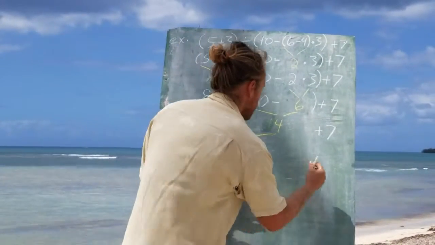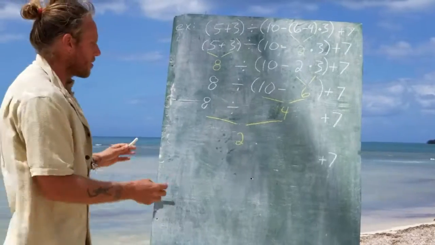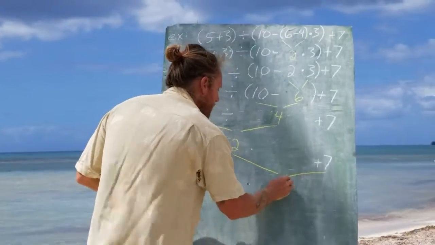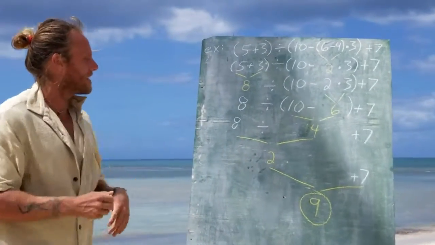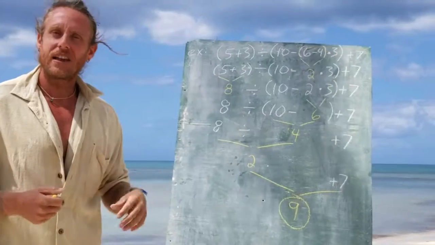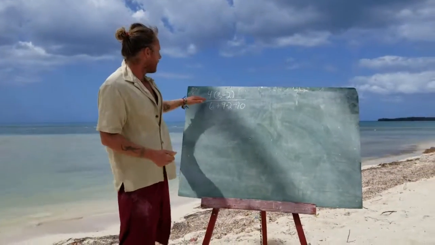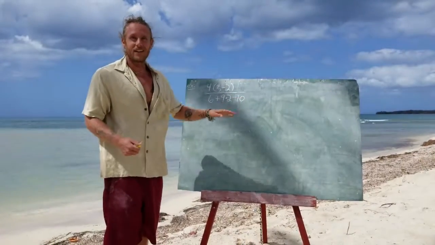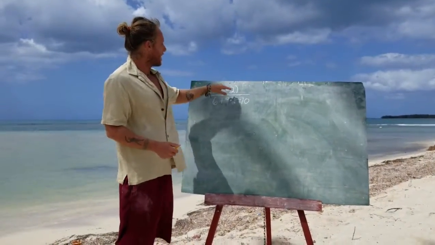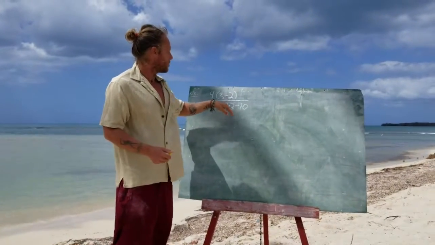Bring everything else down. And now we are left with the singular operation. 2 plus 7 equals 9. And 9 is the correct answer for that expression. Let's look at another one. All right, for this particular example, we have a fraction bar, don't we? We have the expression 4 multiplied by 3 minus 2 in parentheses over 6 plus 9 times 2 minus 10.